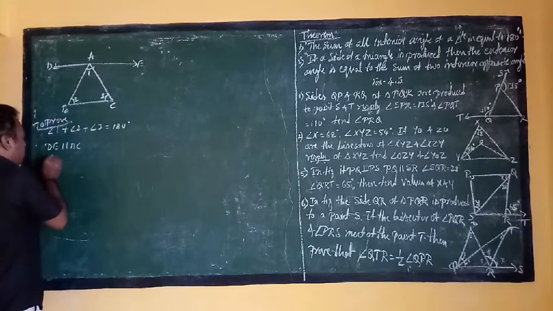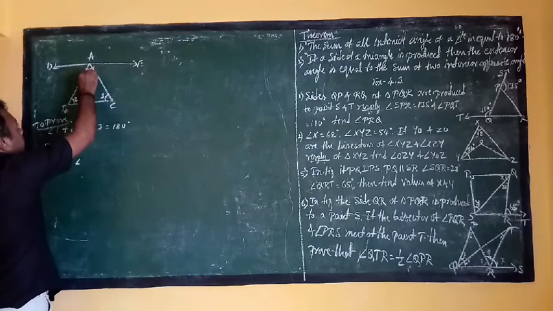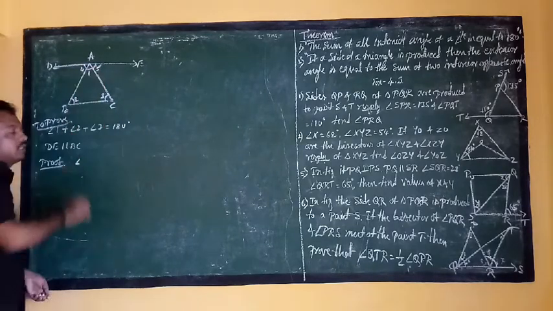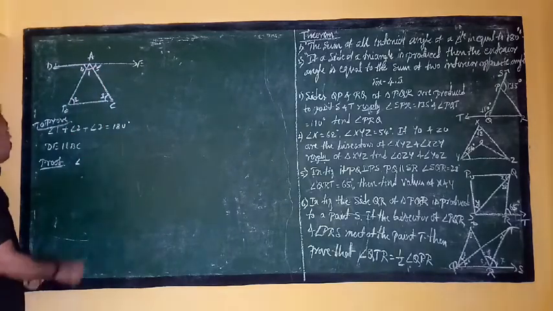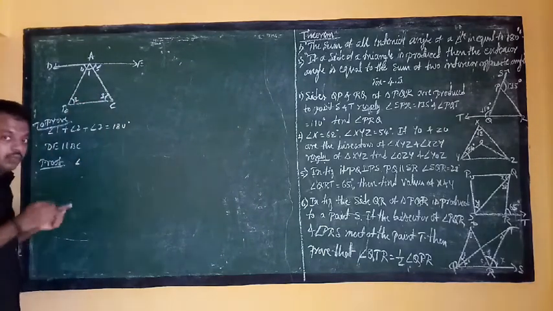Next is the proof. We know that this is angle 1. I will take this as angle 4 and this as angle 5. So 1, 2, 3, this is 4 and this is 5, which I will take for our reference. Now angle 1 plus angle 2 plus angle 3 is equal to 180 degrees, and that is what we want to prove.